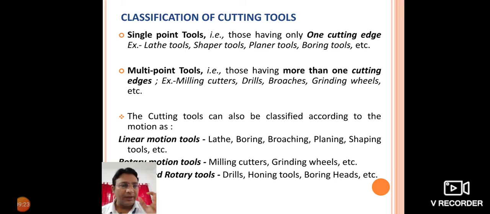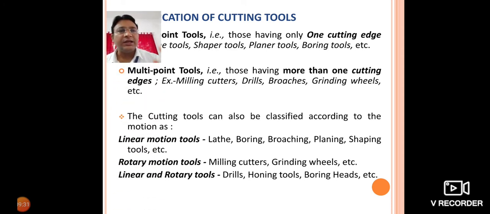Broaches, I am going to teach you in detail. Broaching is a continuous cutting tool. Now these are the multi-point tools. Now there are certain tools like linear motion tools: lathe, boring, broaching, planing, shaping. Linear motion means the motion is just in this direction. In milling you have circular motion. In broaching again you have this kind of motion. Grinding wheels are rotating, but there are certain tools which have just a linear motion. So these are called linear motion tools.